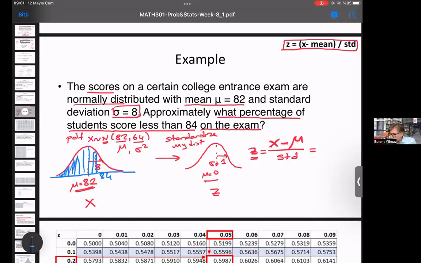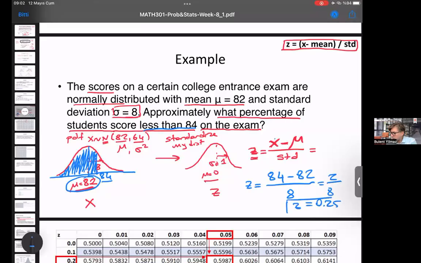So I want you to find out the area here. Okay, so 84 and below, less than 84. So how do I approach this problem? I will say my x is 84 and my mu is 82. Divide by 8. Now I will have my z value. Okay, what is the z value? 2 over 8, which is 0.25. Okay, so this is the first step of my solution.